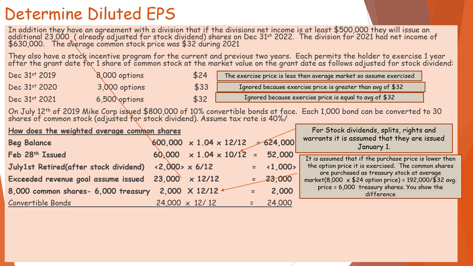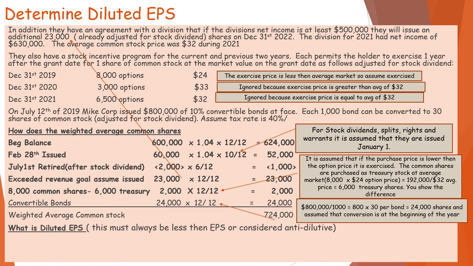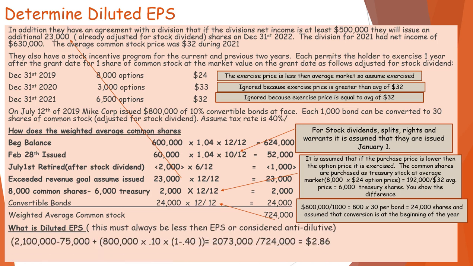Now the convertible bonds, we have to throw those in there and assume that's from the beginning of the year. The way we come up with that is we take 800,000 divided by 1,000, because bonds are usually in $1,000 increments, times 30 shares per bond. That gives you 24,000 shares, and we assume that the conversion is at the beginning of the year. So that's our weighted average. And that would be $2.86, which is less than the $3. So we would show that also.